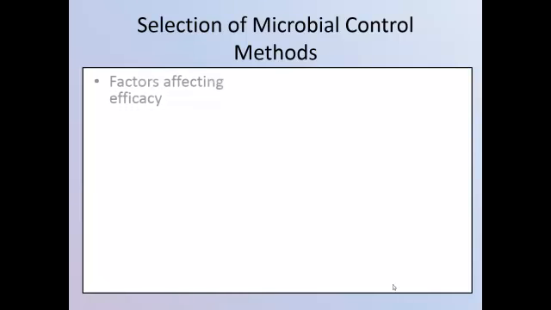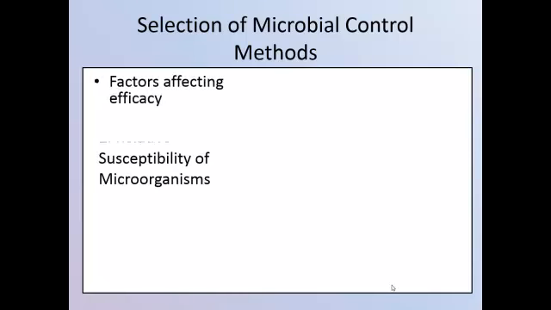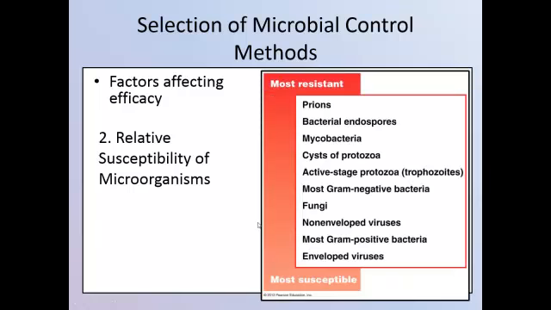On to item number 2 of factors affecting efficacy, which is the relative susceptibility of microorganisms. Here is the figure from your book, and it shows most resistant here, most susceptible here. That means that enveloped viruses are easily killed, easily inactivated, since they're not really alive, by microbial control methods. Whereas the only way to inactivate a prion is incineration and a few enzymes that are specific to prions. So I agree with the book here.